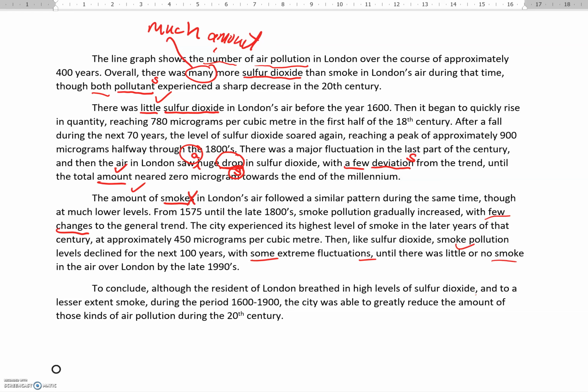To conclude, although the resident of London, well, I think residents, people who live there, right? And I don't think there was only one, so we're missing an S there for plural. Although the residents of London breathed in high levels of sulfur dioxide, and to a lesser extent smoke, during the period 1600 to 1900, the city was able to greatly reduce the amount of those kinds of air pollution. So again, we're talking about air pollution, non-count, so amount is correct. Okay, during the 20th century.